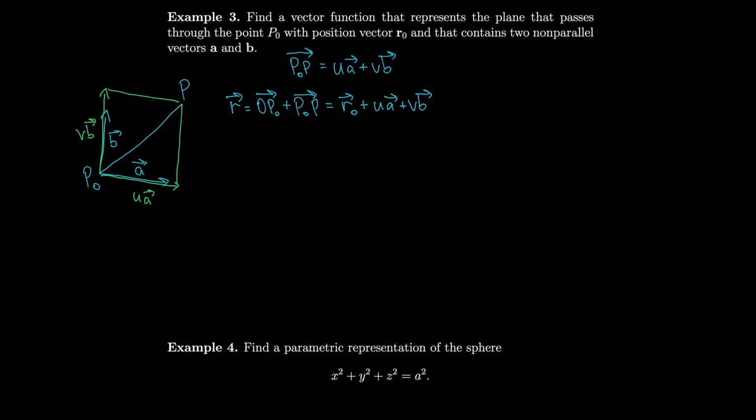So that means that our position vector for any point in our plane will have two parameters, u and v, and it'll be r0 plus ua plus vb. So let's say that we set r equal to x, y, z, because for our point P, we probably want it to have coordinates x, y, z. We would probably want r0 to have coordinates x0, y0, z0.